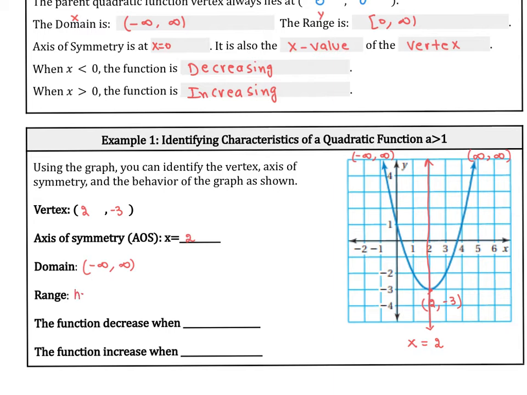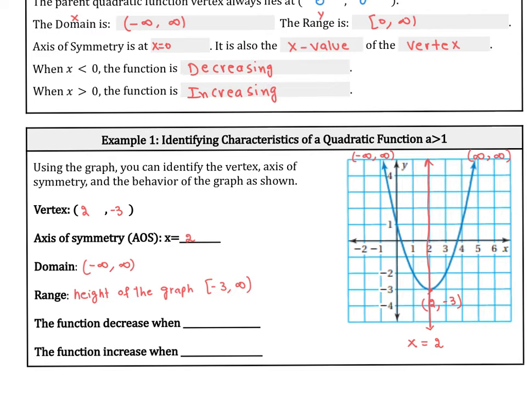So height of the graph means what values the graph is covering height-wise. You can see that it starts from negative 3 and it's going to infinity. So the range is from negative 3 to all the way to infinity. So the range is negative 3 to infinity.